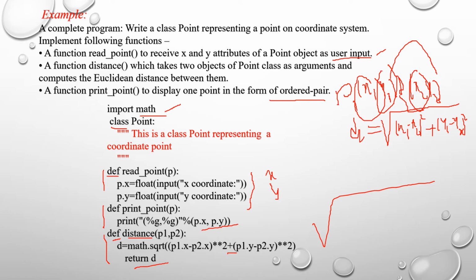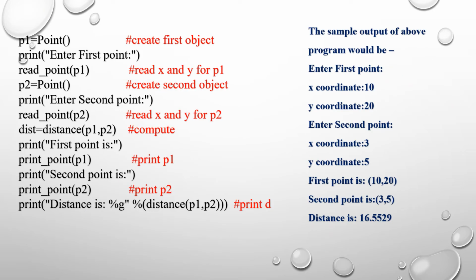So here I am importing the math module. After that I am creating the class, and after that I am creating the functions. Now we have to create the object. So I name the object p1. p1 is equal to Point of, so Point is my class name. After that I'm going to print "enter first point" and read_point of p1. So this will read the x and y for p1.